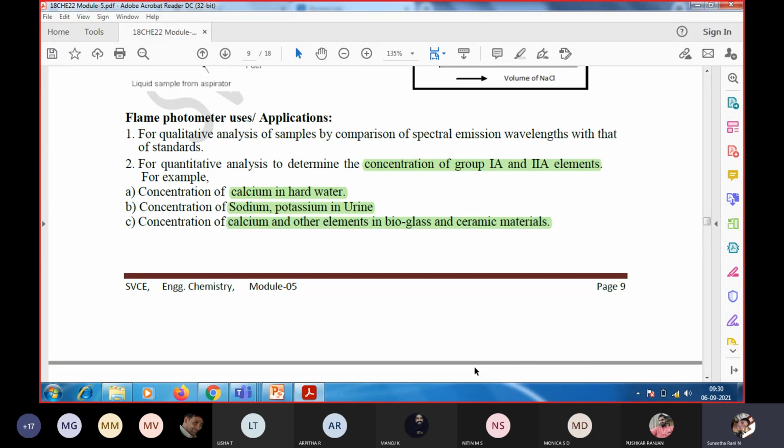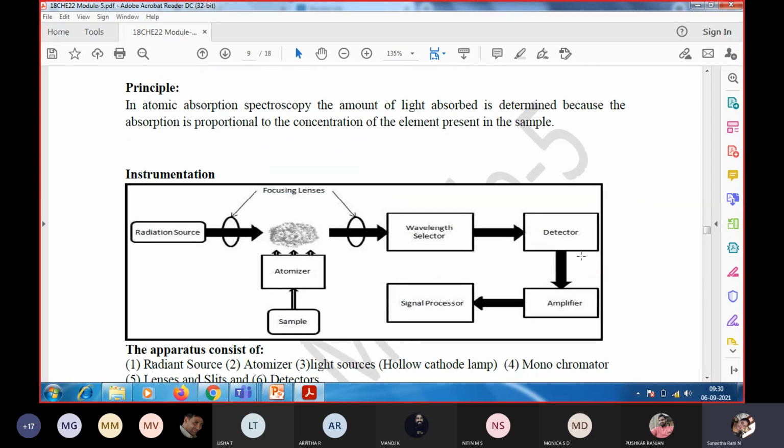Biogas and ceramic materials. These are all places where we can use the flame photometer for the determination and analysis of different periodic group radicals, hard water analysis, potassium, and everywhere you can use this flame photometer in detection.